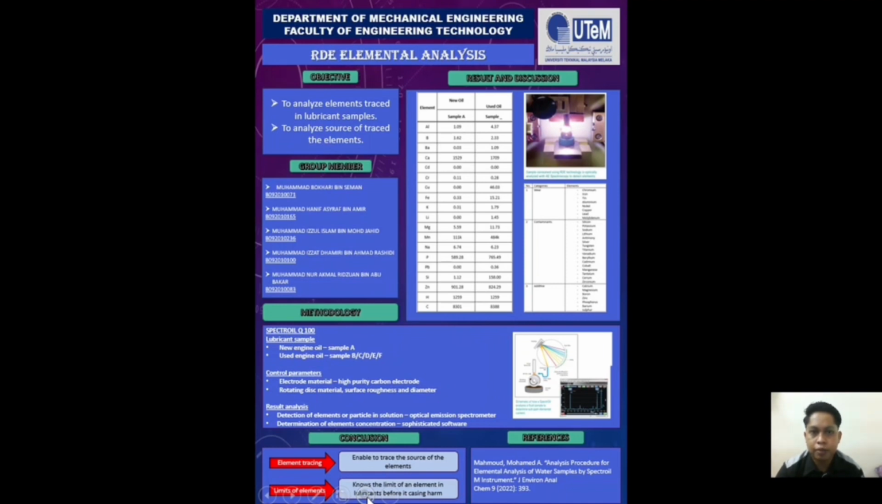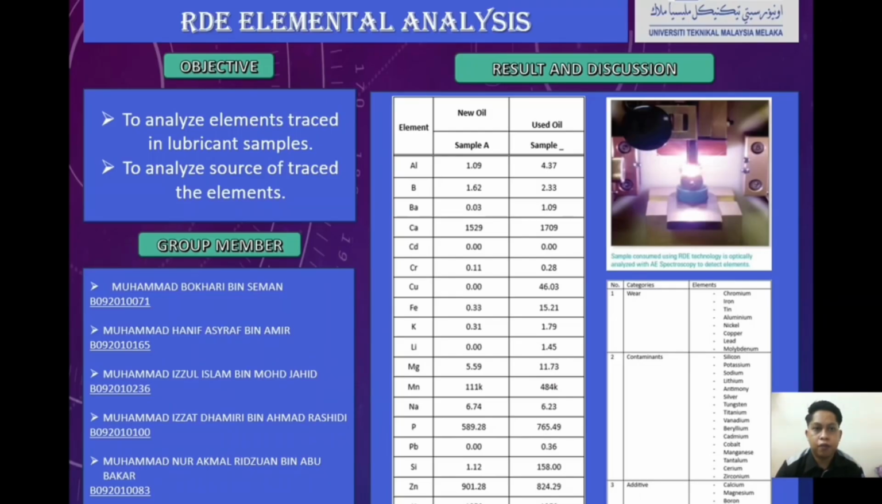The assignment is about RDE element analysis. This method is more to observe the element inside a lubricant sample. This is our poster from my group to explain about the RDE element analysis. The objective for this assignment is to analyze element trace in lubricant sample, and the second objective is to analyze the source of trace the elements.